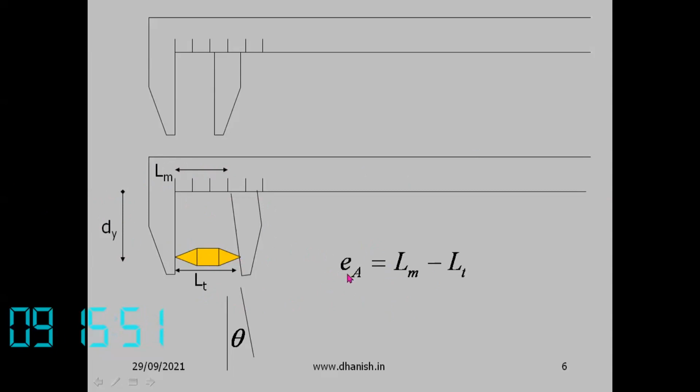So the Abbe offset error will be the measured length minus the true length, Lm minus Lt. And from geometry, this is equal to dy tan theta. So the Abbe error is given by the Abbe offset into tan of the misalignment, tan theta. If you can ensure that this is always parallel, then there may not be any effect.